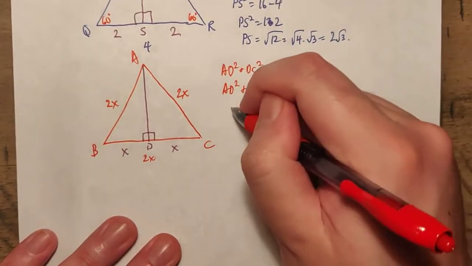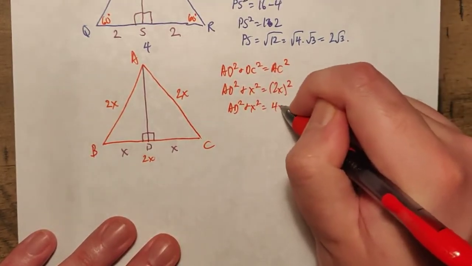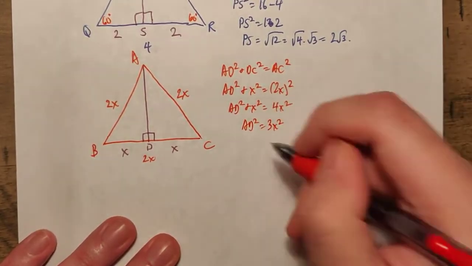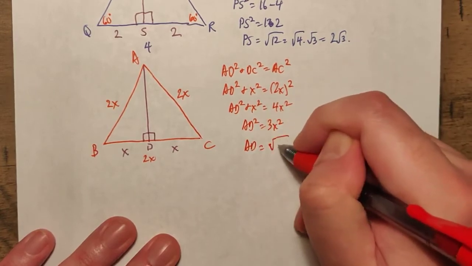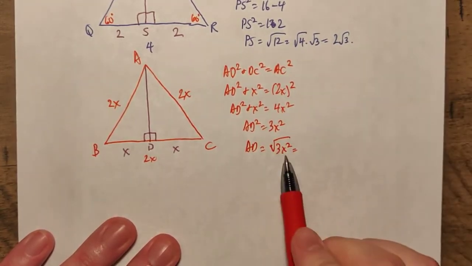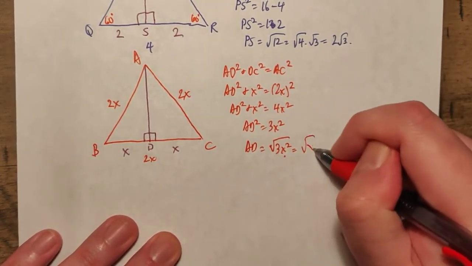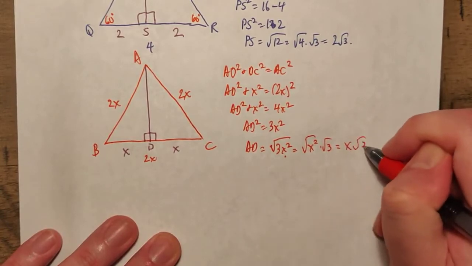And that should work out very nicely. So you get AD squared plus x squared. The 2x times 2x is just 4x squared here. So you get AD squared equals 3x squared, because we subtract x squared from both sides. And therefore AD is just the square root of 3x squared. And we note again, there's a perfect square here. There's an x squared in that, right? So I can yank that out, and we're left with x times the square root of 3, and you have x radical 3 here.